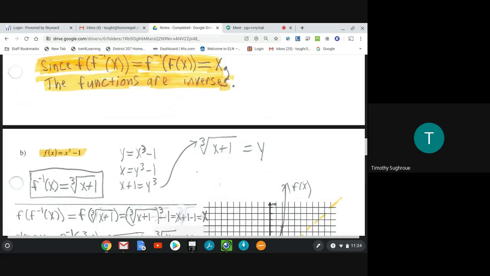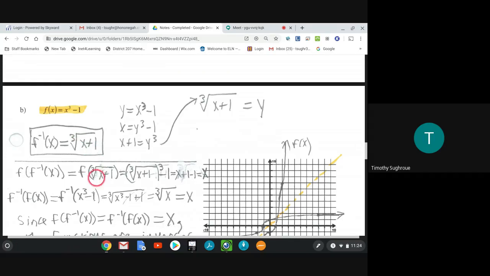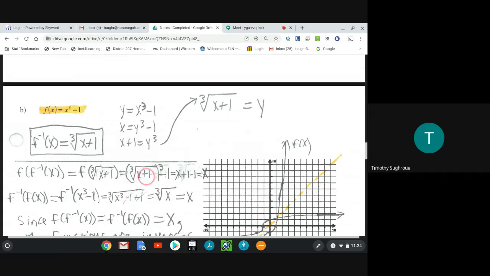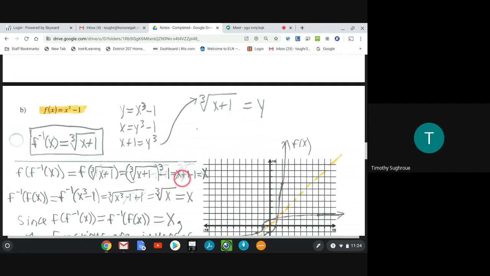So I like checking this direction first. f of f negative 1 of x. Take x, plug it into the inverse. This comes out. The cube root of x plus 1 is the new input into the f function. The f function says take whatever comes in and cube it. Well, if I cube this cube root, they're inverse operations. So it eliminates the radical symbol. x plus 1 minus 1. Now the plus 1 and the minus 1 cancel to produce an x.